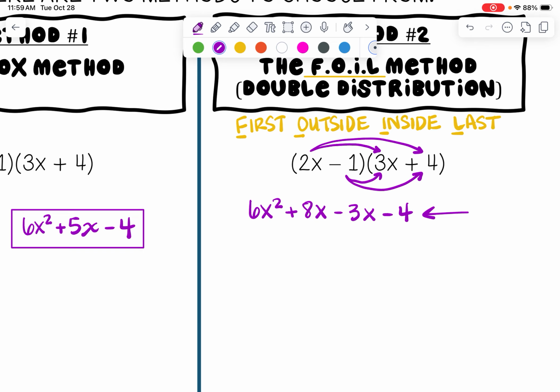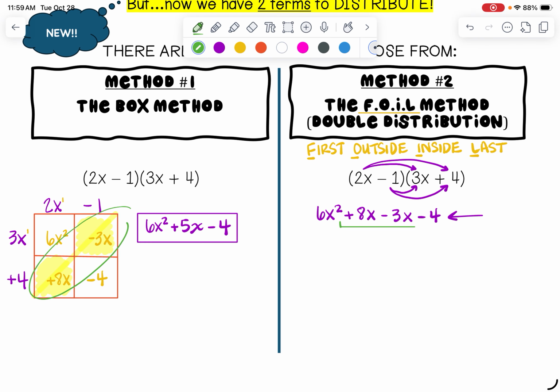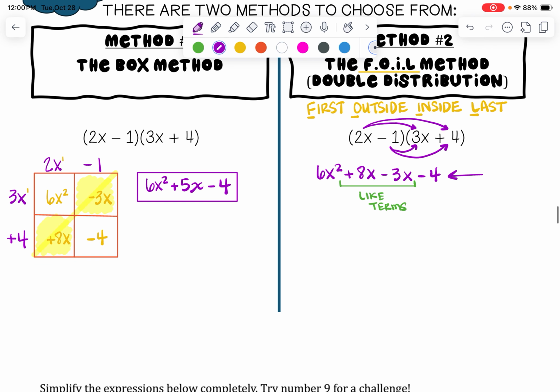You should have 4 terms because you just multiplied a 2-term expression by another 2-term expression, and 2 times 2 is 4, right? But then you have to ask yourself, am I totally done? And no, you're not, because you have like terms, right? Notice these are the same like terms that were on the diagonal over here, but now they're sitting in the middle. So here are my like terms that I'm going to combine. Positive 8x minus 3x is positive 5x. And then, of course, I'm just going to bring down my 6x squared and my minus 4 because I don't have any other x squareds or constants to add those terms to.